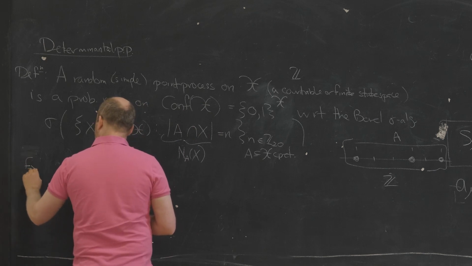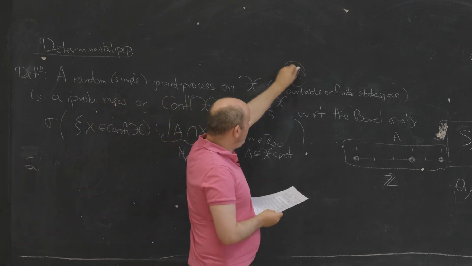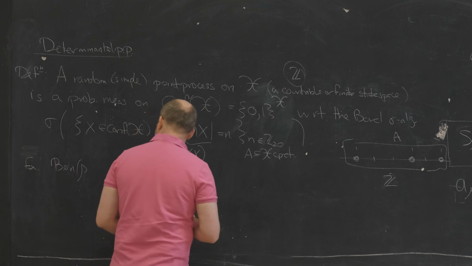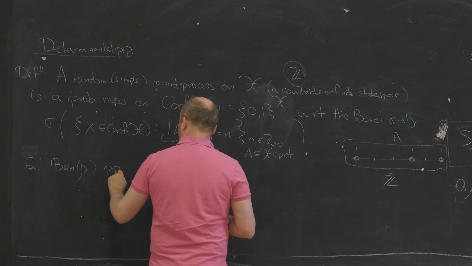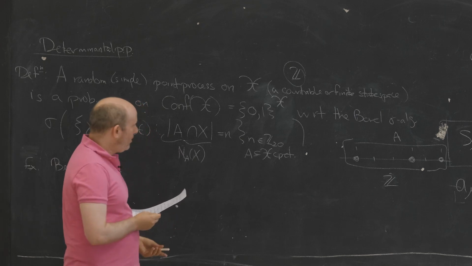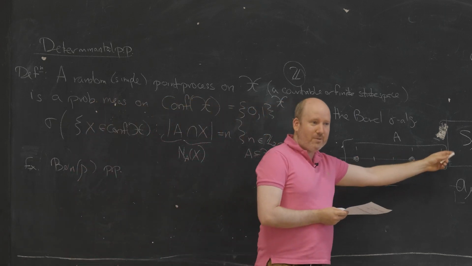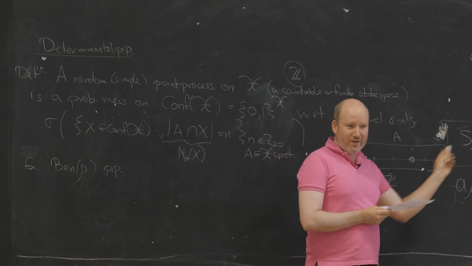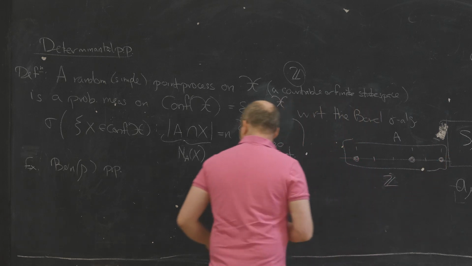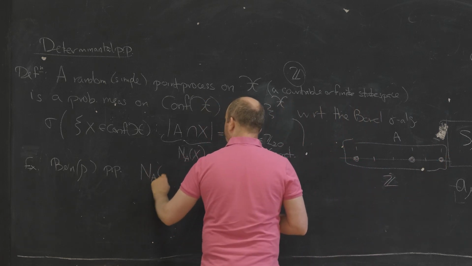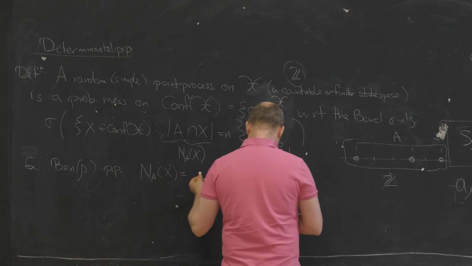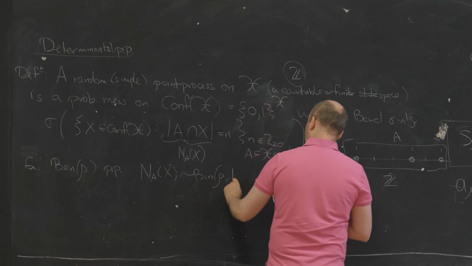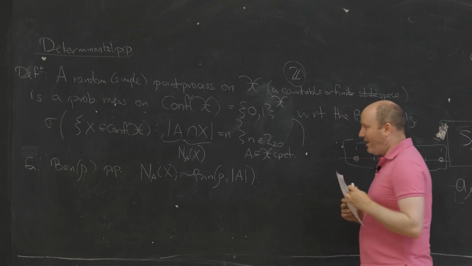A very simple example, let me just fix that I'm on Z, is to look at the homogeneous Bernoulli rho point process. So what is that? It's a product measure with probability rho that I have a particle at a given site. Of course, I could have some inhomogeneous measure, rho of x, that depends on the location x. But anyway, in that case, N_A of X is distributed as a binomial with parameter rho and the size of A.